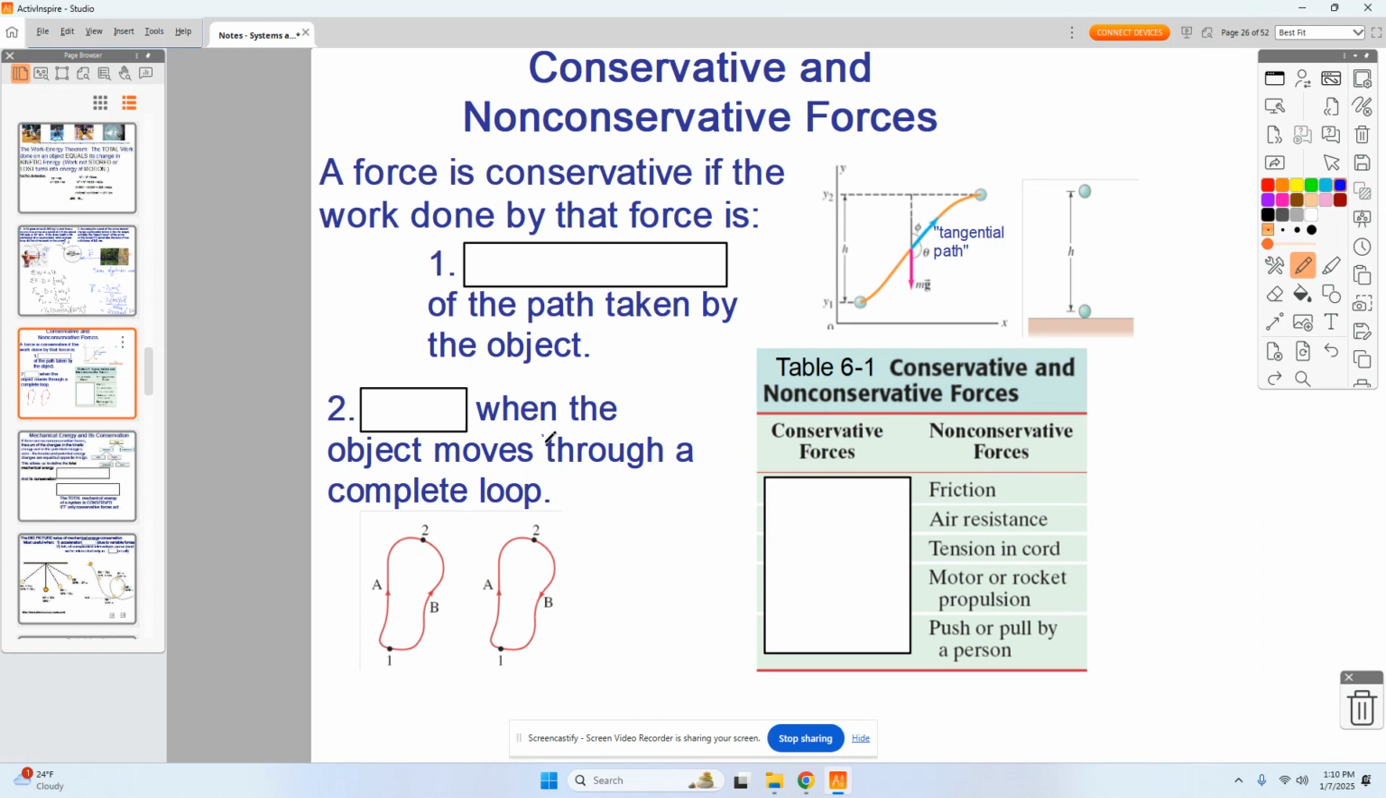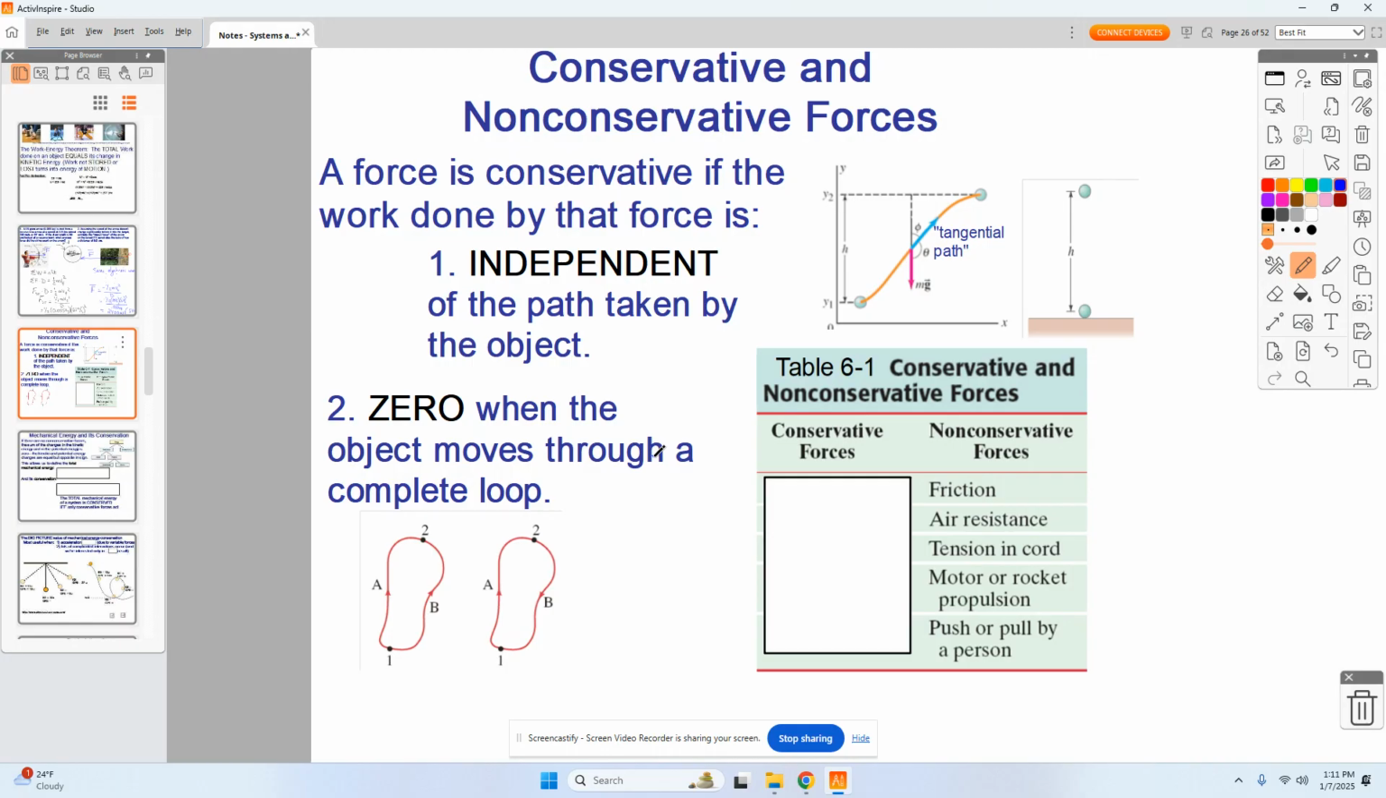First, we have to define conservative force. If the work done by that force is independent of the path taken, if it doesn't matter what path I take, the work done by that force is independent of the path, we would say that that force is conservative. Another way to look at that is that the work done would be 0 when you move an object through a closed loop. When I take an object and move it through whatever loop that I want, if I go back to the starting point, the total work done by that force is 0 over the entire path. That's how we define conservative forces.